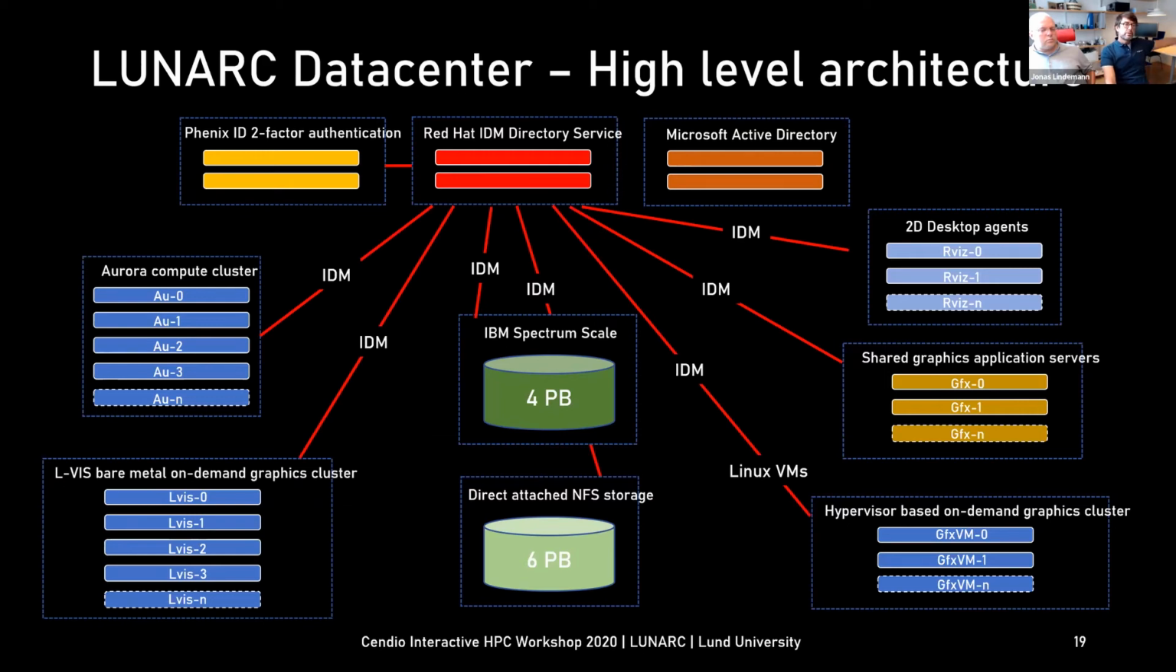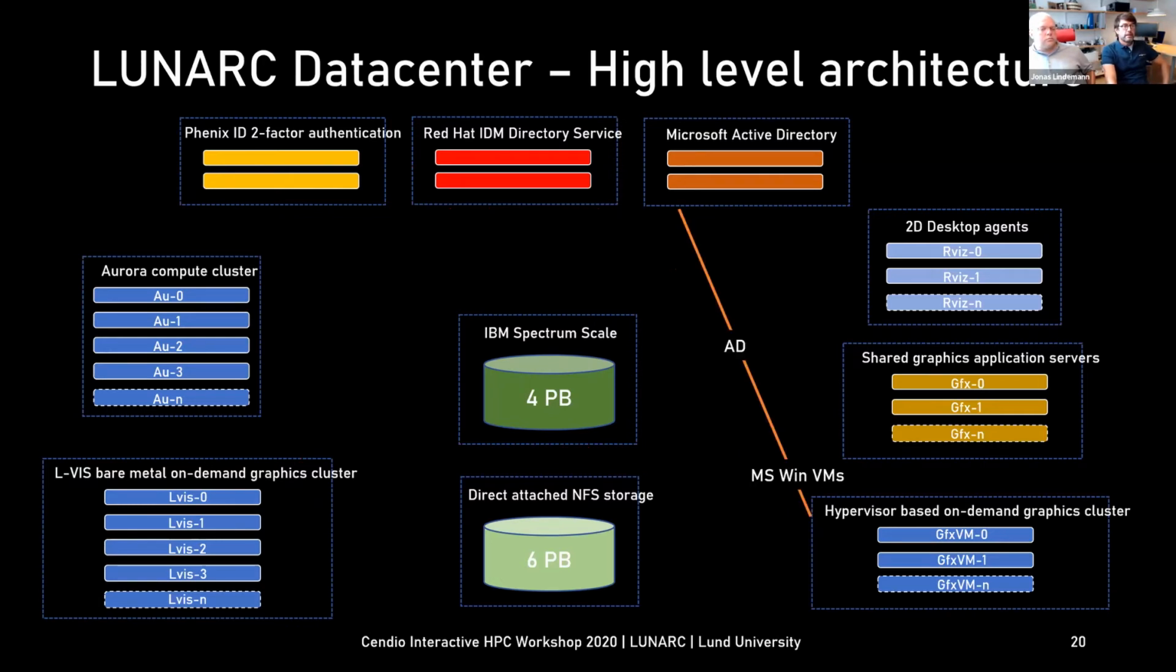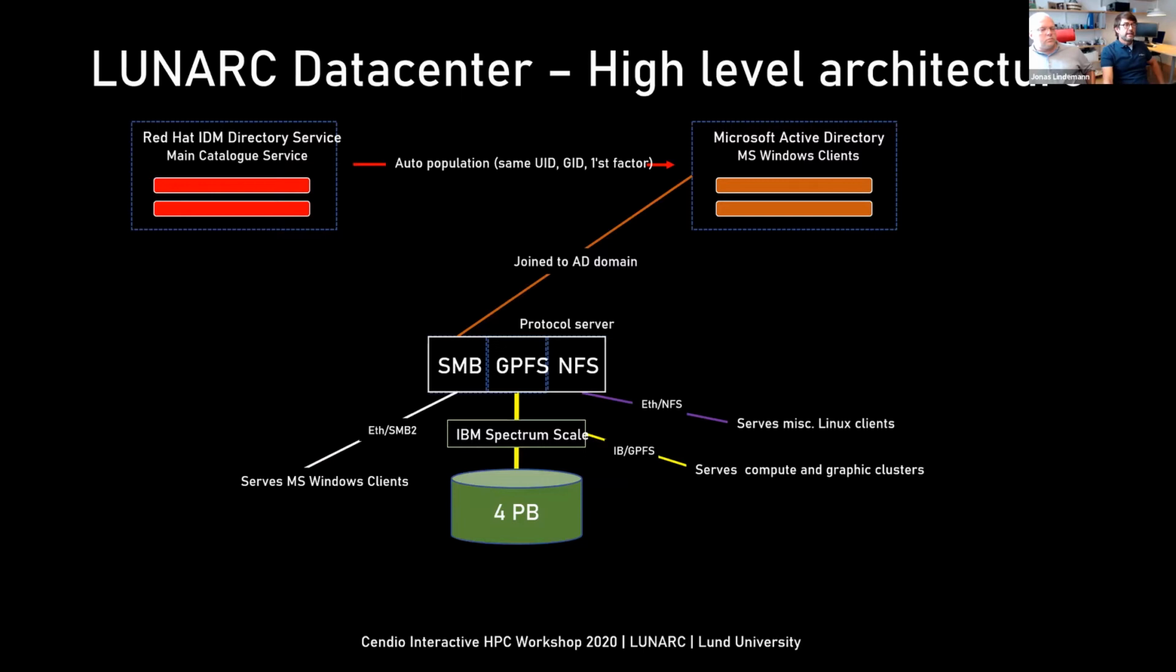From a catalog point of view, IDM is used, of course, for Linux, and we're using CentOS as our main flavor. Microsoft AD is used for Windows boxes. And to manage two different catalog systems, we ended up in this configuration that also is a high-level sketch. IDM is our main catalog service, so all users are first populated in IDM. And we have an automatic process that populates the Microsoft AD using the same UID, GID and the first factor, the password.